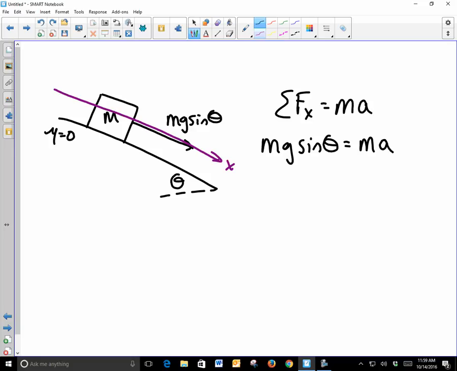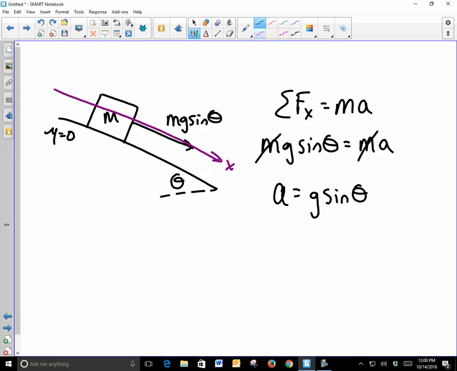And what conveniently happens to the mass in this equation? It divides out with the other m. So the acceleration is equal to g times the sine of theta. It's independent of mass. Now we talked about this way long ago when we talked about gravity. Gravity acts on everything equally, right?